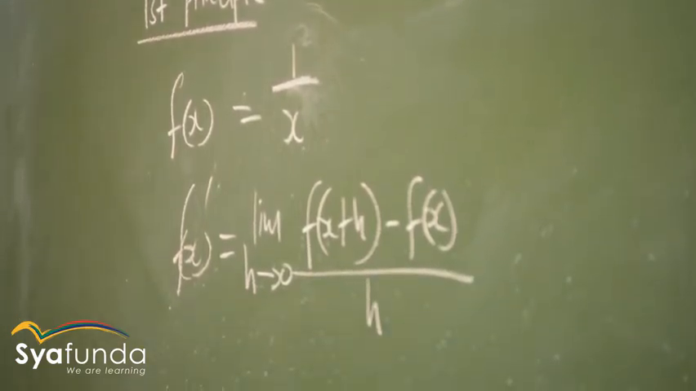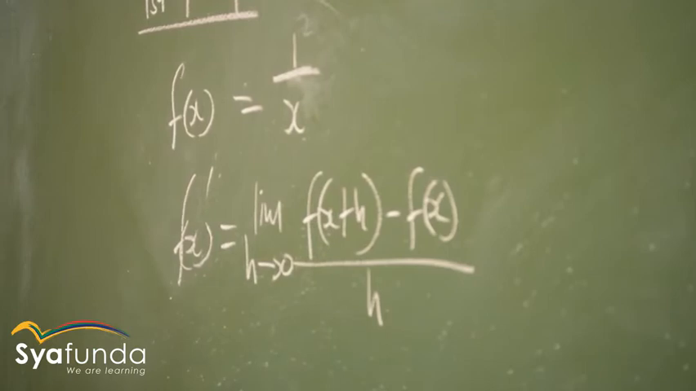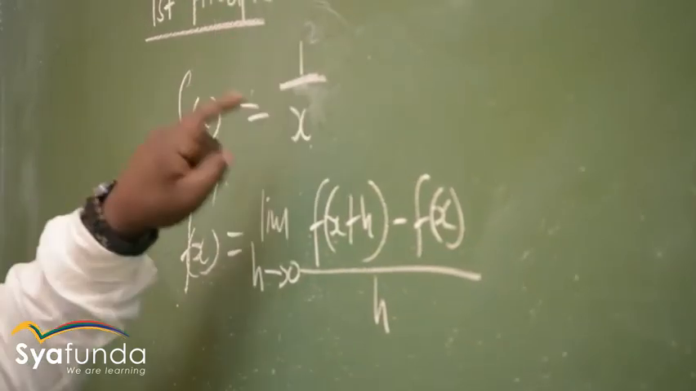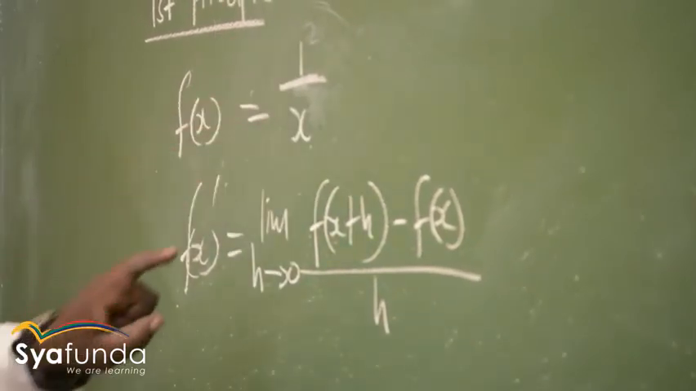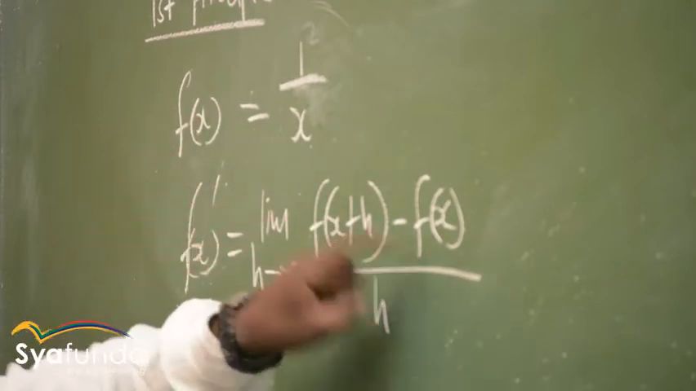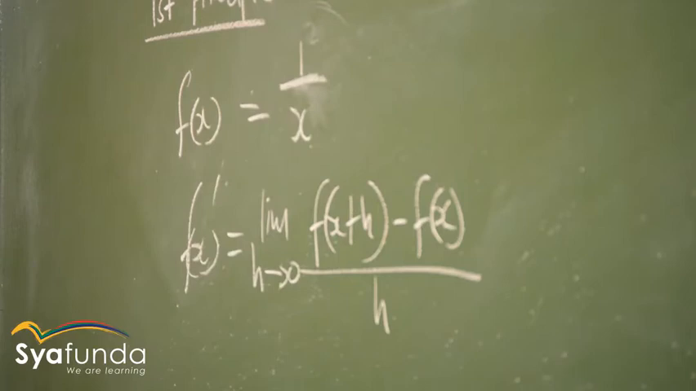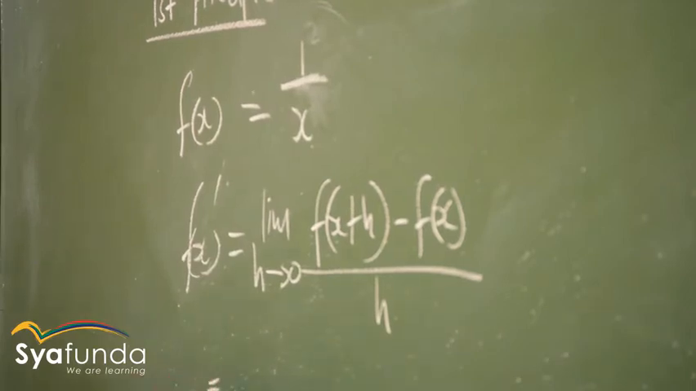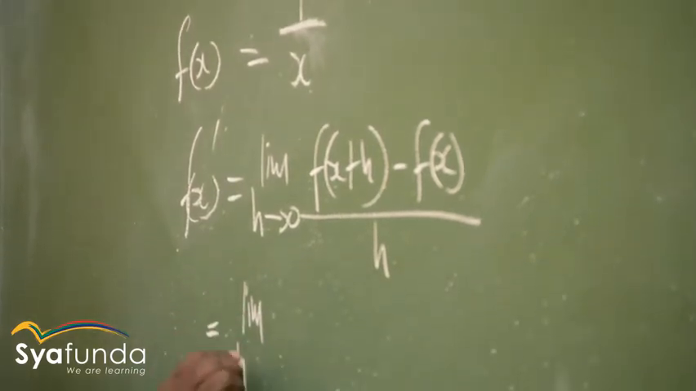What happens here? X usendaweni engaphi? Usendaweni eyodwa. What is the first thing that we do? Where there was x, sifaka bani? X plus h. After that, we subtract our f of x. Let's do just that. This then becomes the limit as h approaches 0.